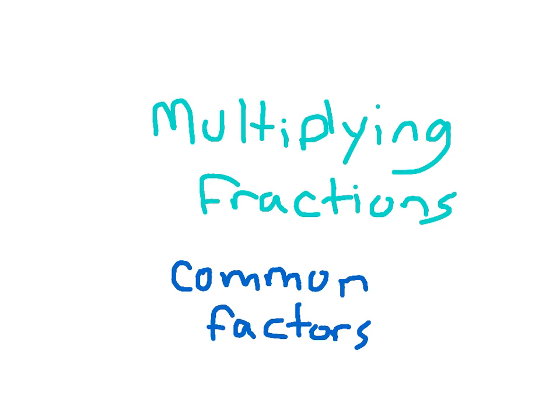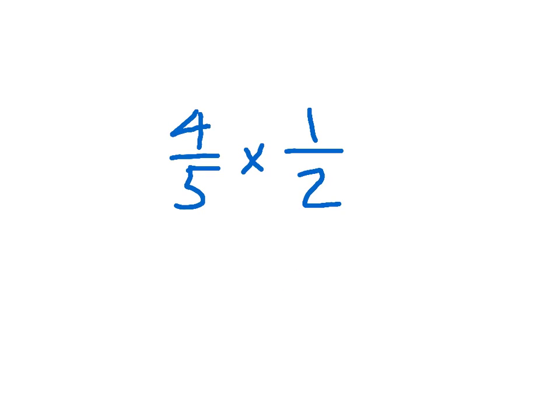Here we're going to look at multiplying fractions with common factors. Here we have 4/5 times 1/2, and we're going to use a common factors approach. To use the common factors approach, we break down any number that is not prime. We can keep the ones where they are, and I'll show you why in a second.